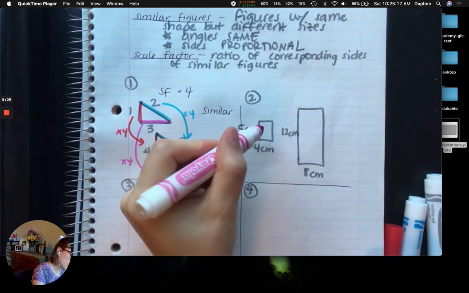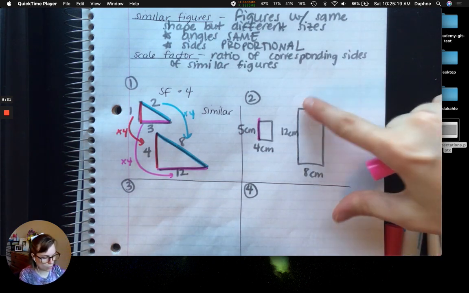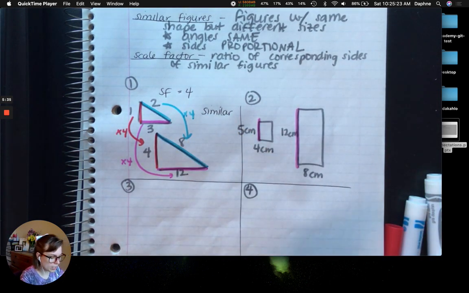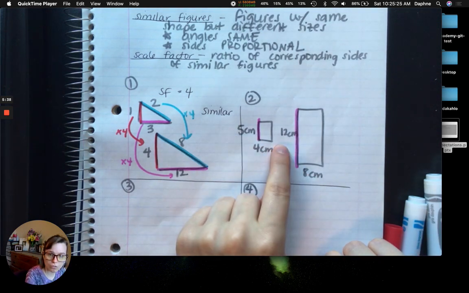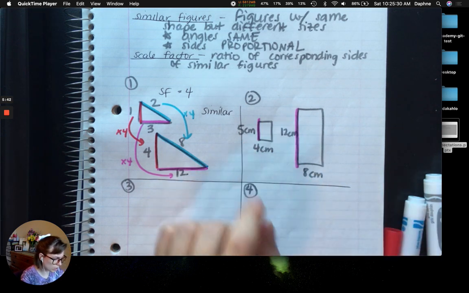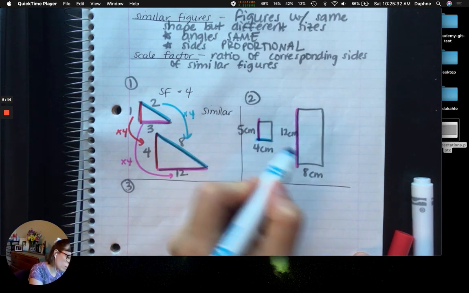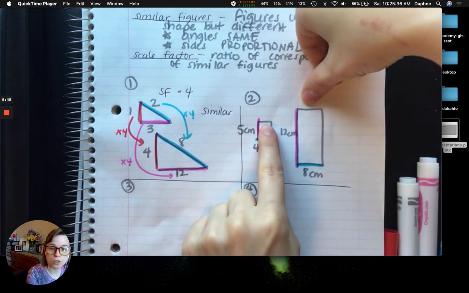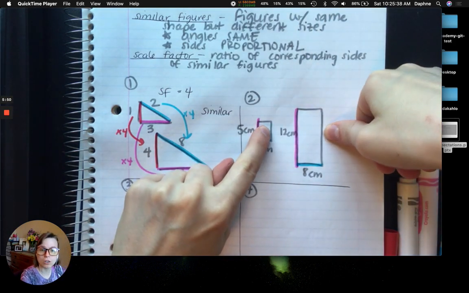So 5 centimeters corresponds to which side? The 12 or the 8? The 12. And one way to think about that is 4 is to 5, 8 is to 12. 4 is the shorter side, and 8 is the shorter side. So 4 has to correspond to 8, just as 5 and 12 have to correspond because they're the larger sides. Okay? Again, these top two would be corresponding, and these right two would be corresponding.